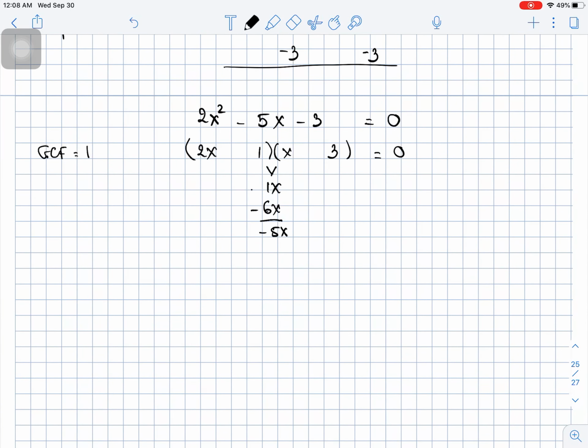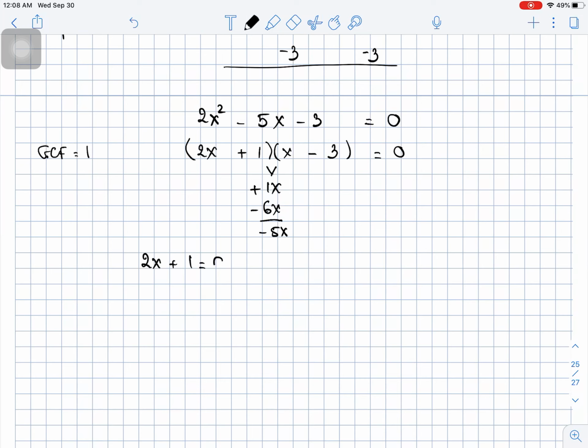We get 1x and 6x. We write down what we need is negative 5x. To get negative 5x, then negative 6x and 1x. Negative 6x comes from 2 and 3, and 1x is plus.